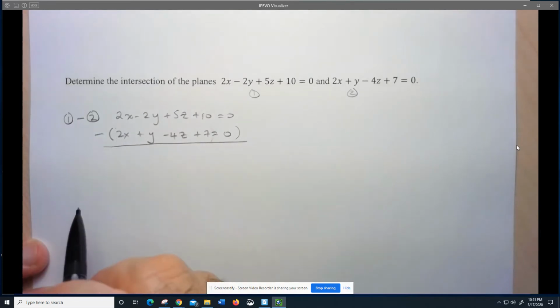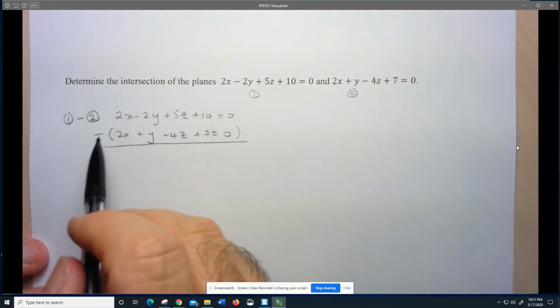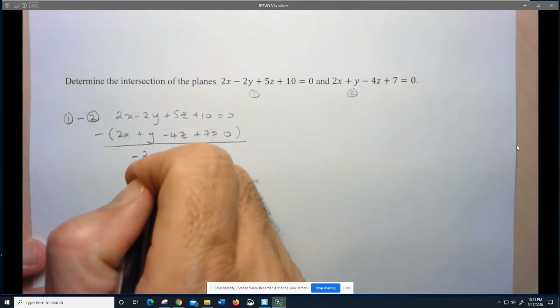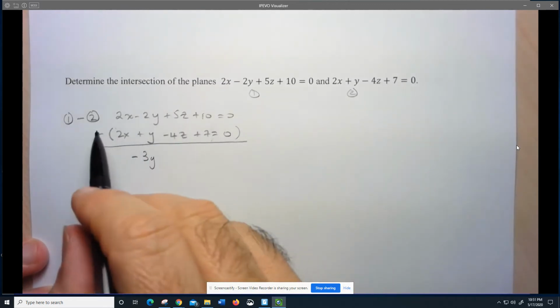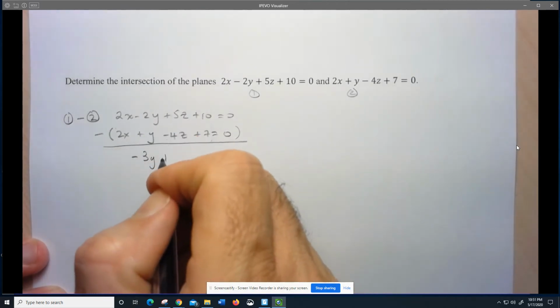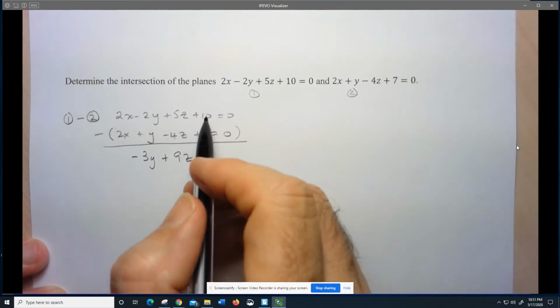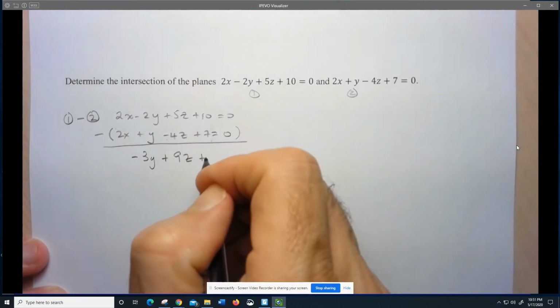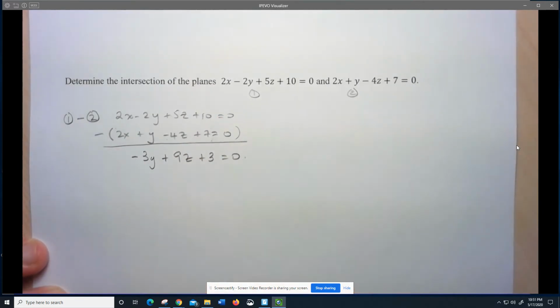Okay, and let's do the subtraction. So 2x minus 2x, that's great. -2 minus 1, so -3y. And then 5 plus 4, so plus 9z. And 10 minus 7 is 3, plus 3 equals 0.